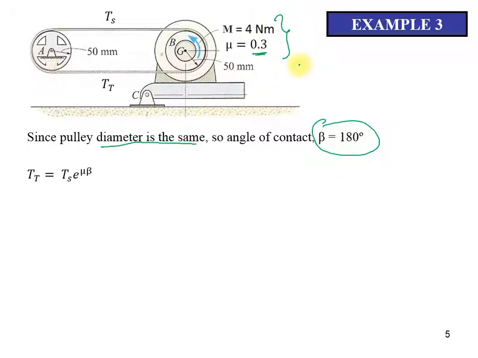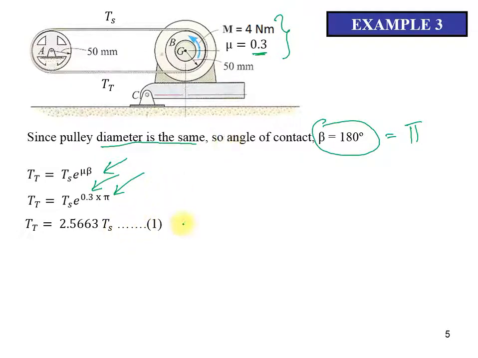Okay, since this is a flat belt, we may use this equation, and then by rearranging the equation, you just put in the coefficient of friction 0.3, and then the angle of contact, which is 180, actually equal to pi, because we must put it in radians.